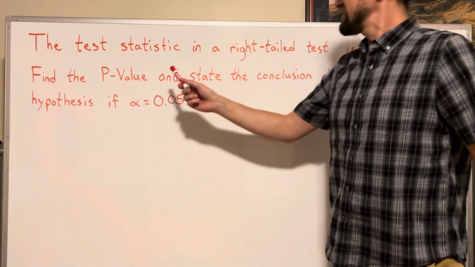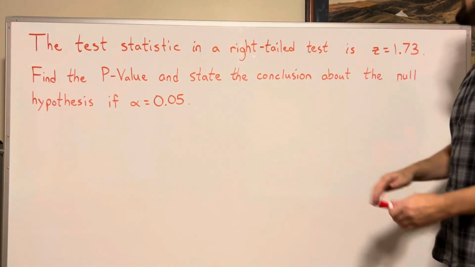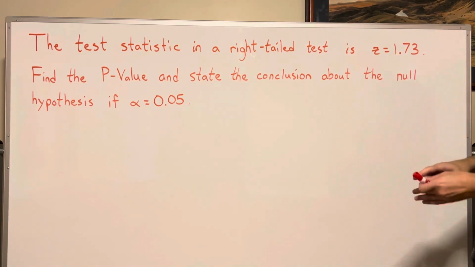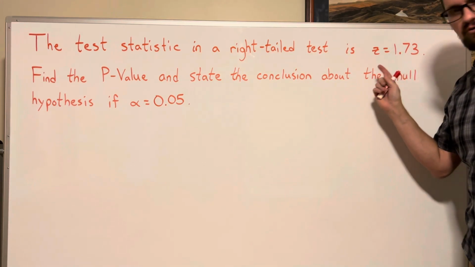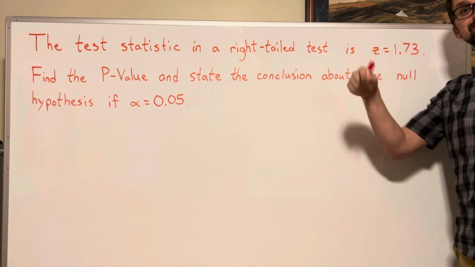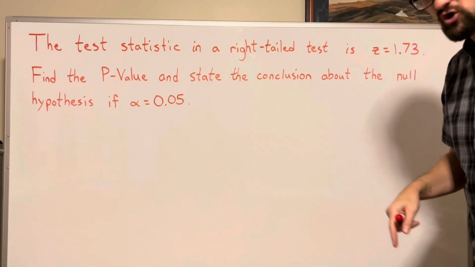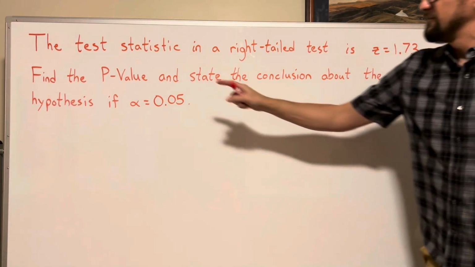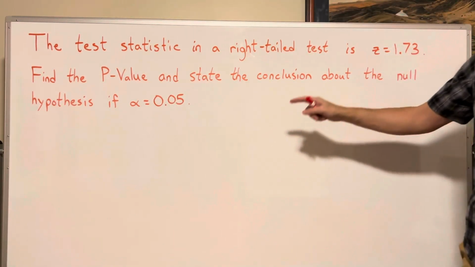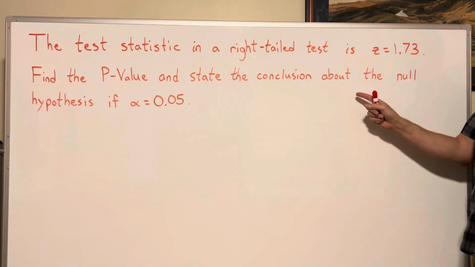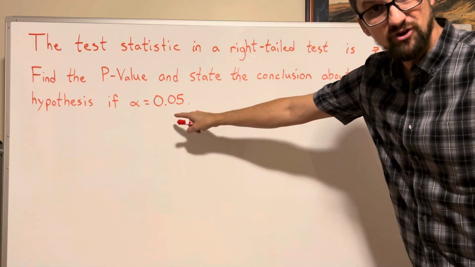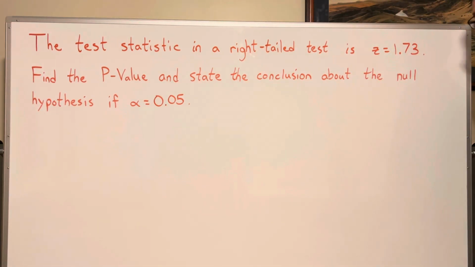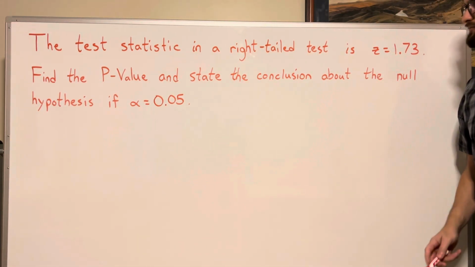The test statistic in a right-tailed test is z equals 1.73. The z tells you that we're dealing with a standard normal curve. Find the p-value and state the conclusion about the null hypothesis if the significance level alpha is 0.05.